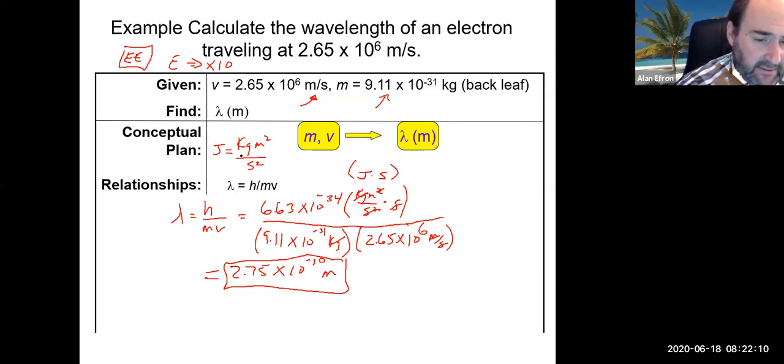And the reason we sometimes use those units here is because we have the kilogram on the bottom, and the meters and seconds on the bottom. So that lets you visually see all the units canceling out. There's nothing technically wrong with leaving it as joules times seconds, as long as you remember that when you're using this equation, the mass needs to be in kilograms and the velocity needs to be in meters per second.